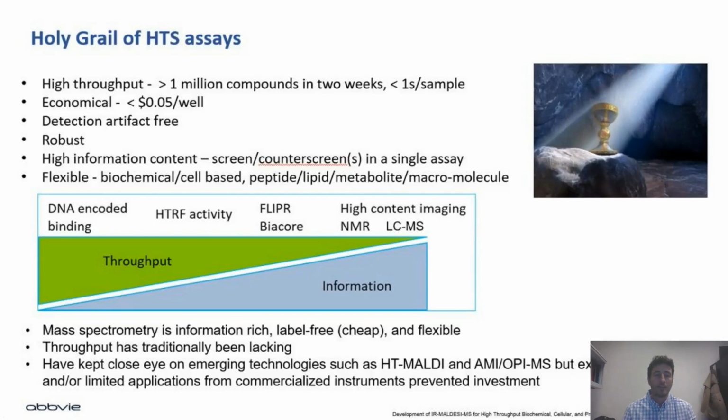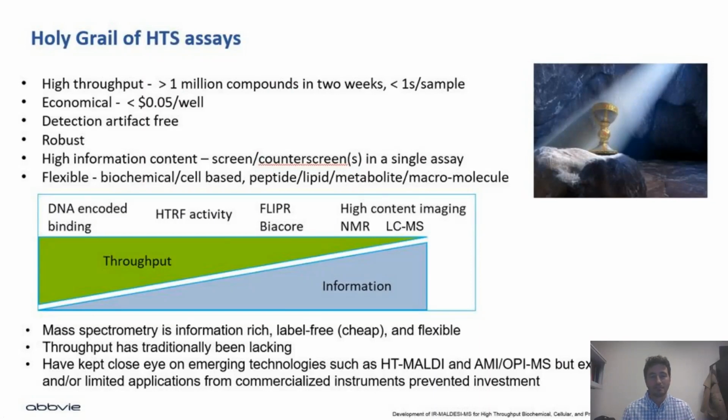We want it to be free of detection artifacts. We want it to be robust, meaning the technology can run uninterrupted for days, weeks, months without extensive downtime. Ideally, it would have high information content, so we'd be able to do both screens and counter screens in a single assay, and I'll explain a little bit more about what that means later. We want it to be flexible, so it can be used for all sorts of different targets, different assay types, biochemical or cell-based, and different analytes: peptides, lipids, metabolites, macromolecules, anything we might look at in a biological system.